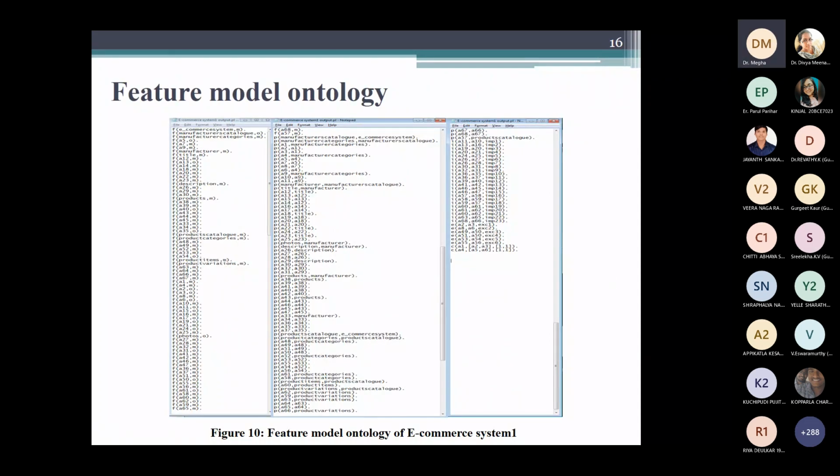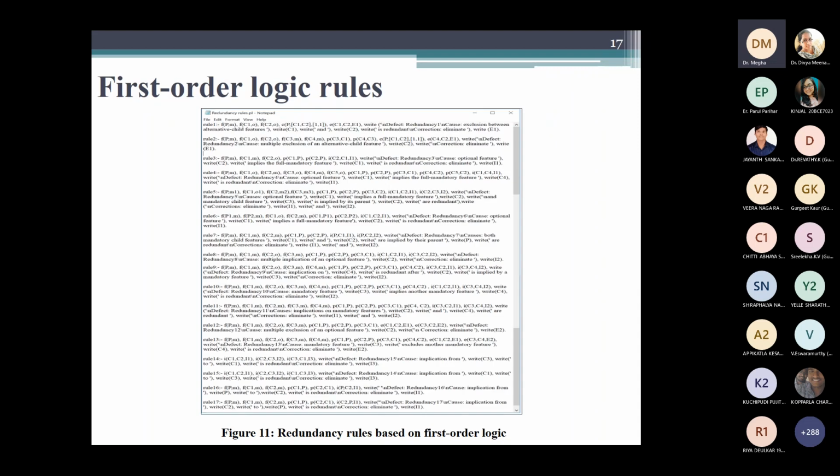Now, once we have the model, we have that XML parser with us. That XML parser has converted or transformed the model into the ontology. This is the ontology which has been generated after the transformation, and it was created using the patterns that I just discussed in the previous slide. So this is the feature model ontology of the e-commerce system model, because we are considering this e-commerce system model as a running example to understand this method.